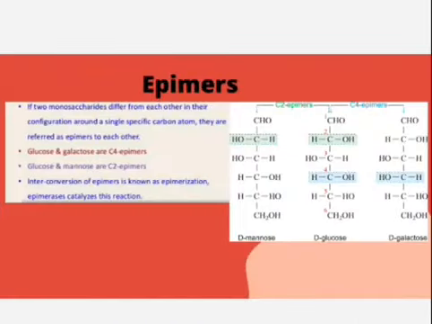Next come epimers. Epimers are those monosaccharides which differ from each other only in the configuration around a single specific carbon atom. If it is at C4, then examples include glucose and galactose. Glucose has OH on the left hand side on the fourth carbon atom and on galactose it will be vice versa. So glucose and galactose are epimers. Similarly, if you consider the second carbon atom, glucose and mannose are epimers because they have different orientation at the second carbon atom.